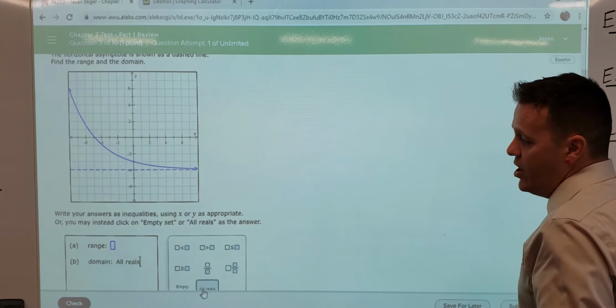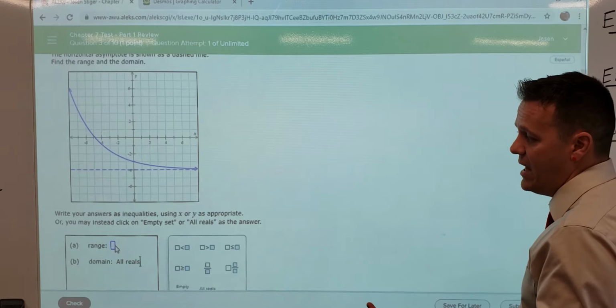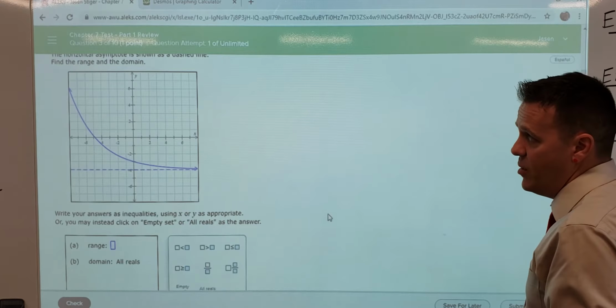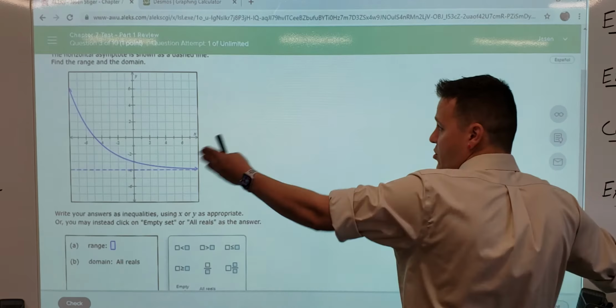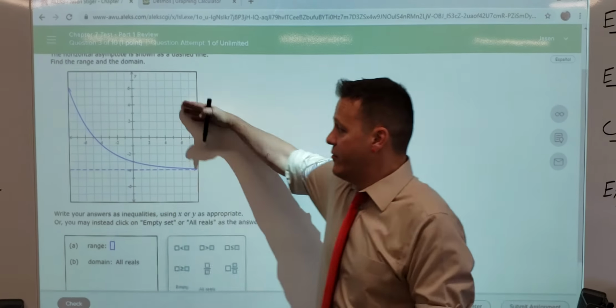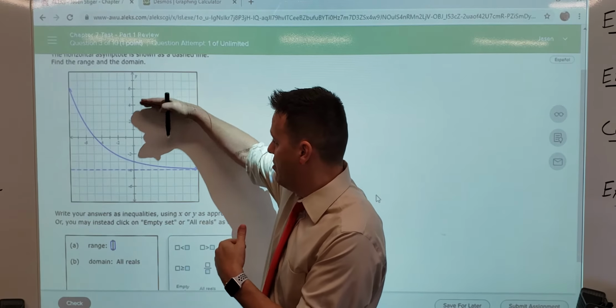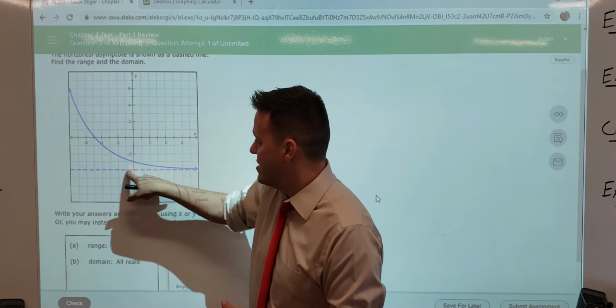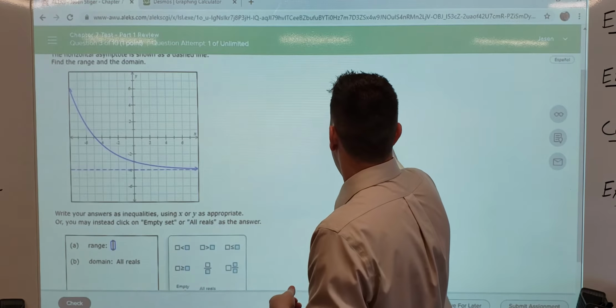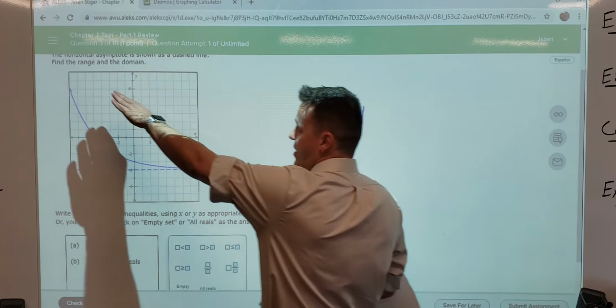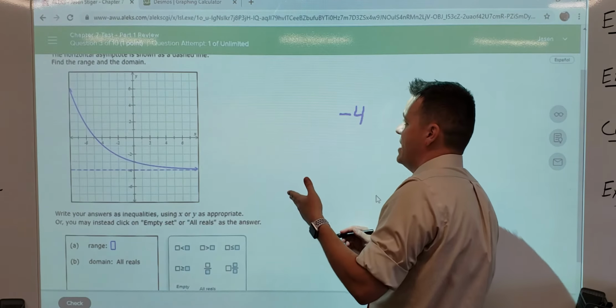It always is. Now, you'll get partial credit if at least you get that. Every time you see domain, it's all real numbers from going left to right. This graph never stops. Vertically speaking, though, we have an asymptote. So what happens is we have an asymptote at -4. So we know that this graph goes down to -4 and it doesn't actually stop.